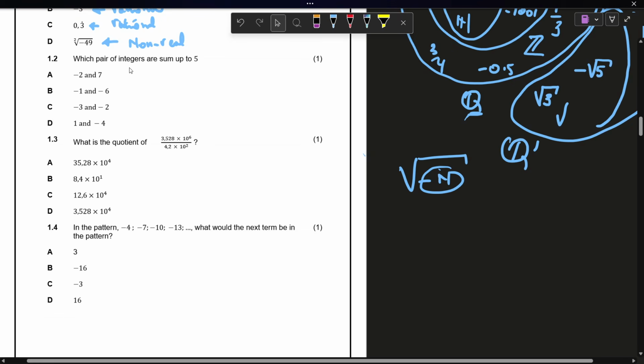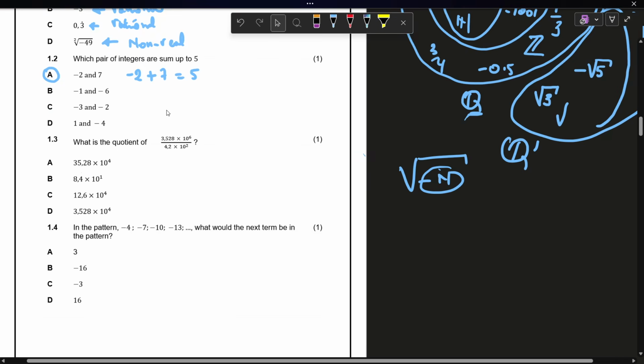Which pair of integers sum up to 5? It means which pair, when we add, gives us 5. If we have negative 2 plus 7, that gives us 5. So that's the right answer. We don't have to go to the others.